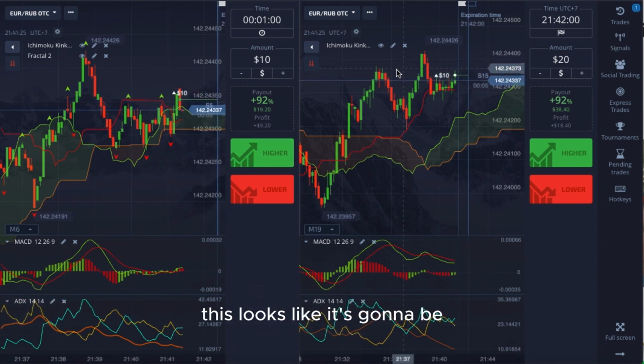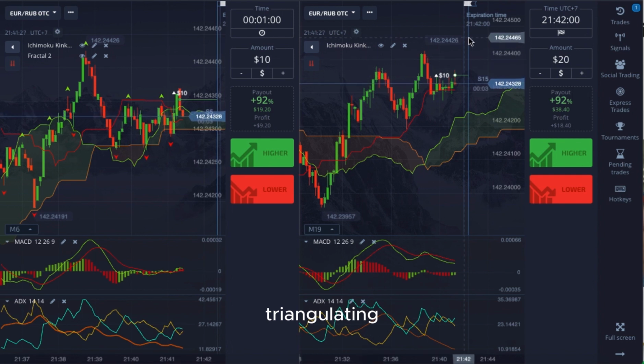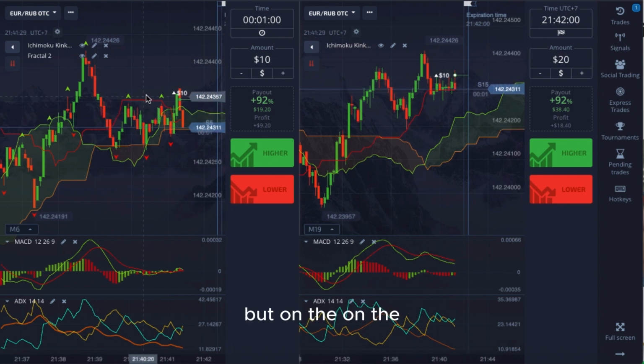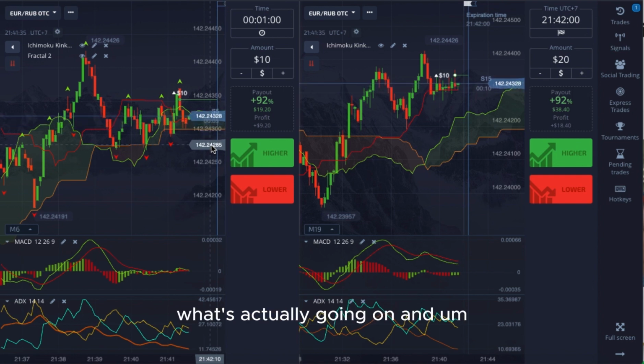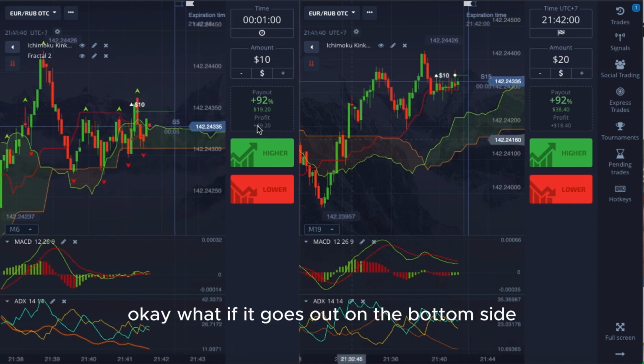This looks like it's going to be triangulating on the 15 second, but on the 5 second, not yet. So we can see what's actually going on. I want to paint a bit of a bad scenario: what if it goes out on the bottom side?